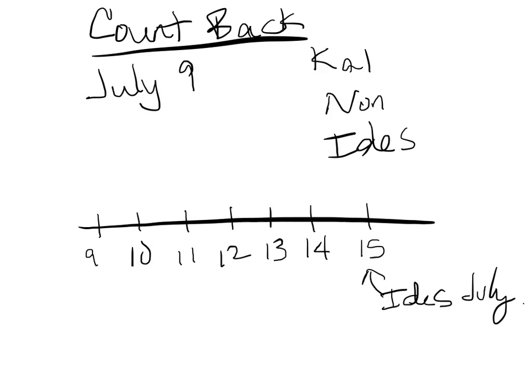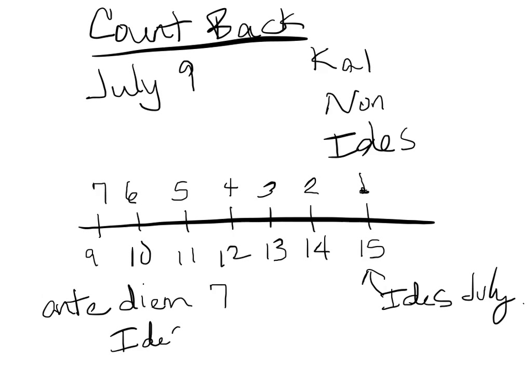So now we're going to count back from the ides to the 9th. The ides is day 1. We'll do it this way. This is day 1, 2, 3, 4, 5, 6, 7. So July 9th is considered Ante Diem 7 Ides July. So they count the 9th as 7 days before the Ides of July, even though 7 plus 9 is not 15. Remember, you have to include the calendar day and the actual day when you're doing your counting back.